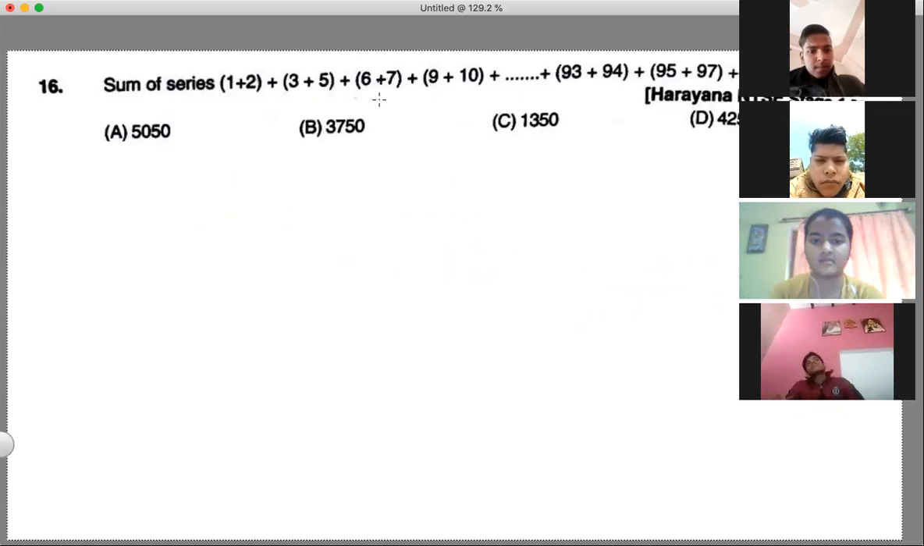Sum of the series 1 plus 2 plus 3 plus 5 plus 6 plus 7, all the way to 99. What will be this sum? How will we do this?